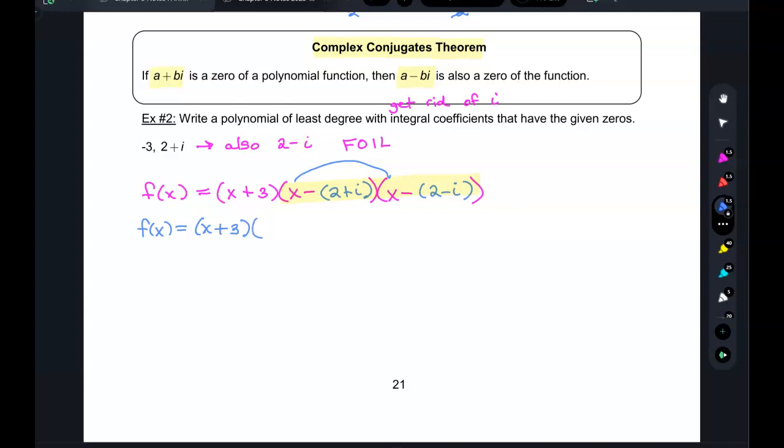So, x times x is x squared. And i squared, therefore that's going to be a -1. Minus x times 2 minus i. Right? Because I'm multiplying, so there's a subtraction sign.